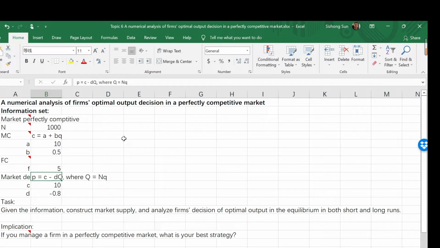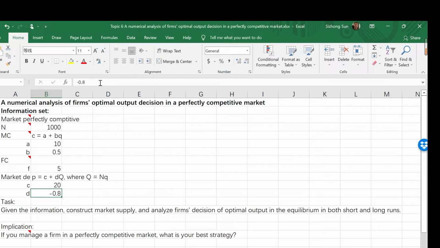And the market demand is P equal to C plus D times Q. D is negative here. And Q, the big Q here, is the number of suppliers in the market N times little q. Little q is each firm's output. For example, C is equal to 20, and D is equal to negative 0.8.